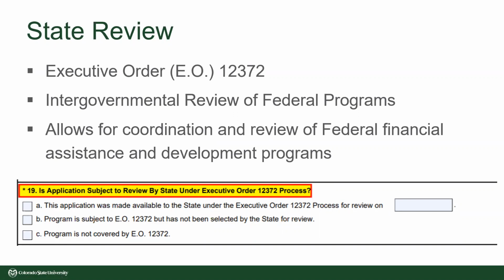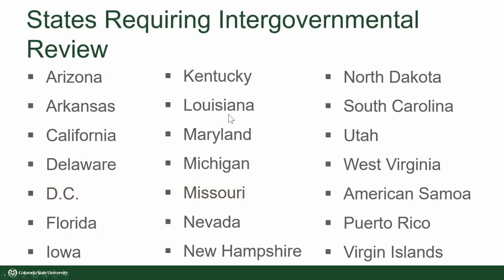Or actually, that's a kind of a different question. The program might not be covered versus the institution might not, or the state might not participate. But typically we would select C on there. So the states that actually require this intergovernmental review are listed on the next slide.